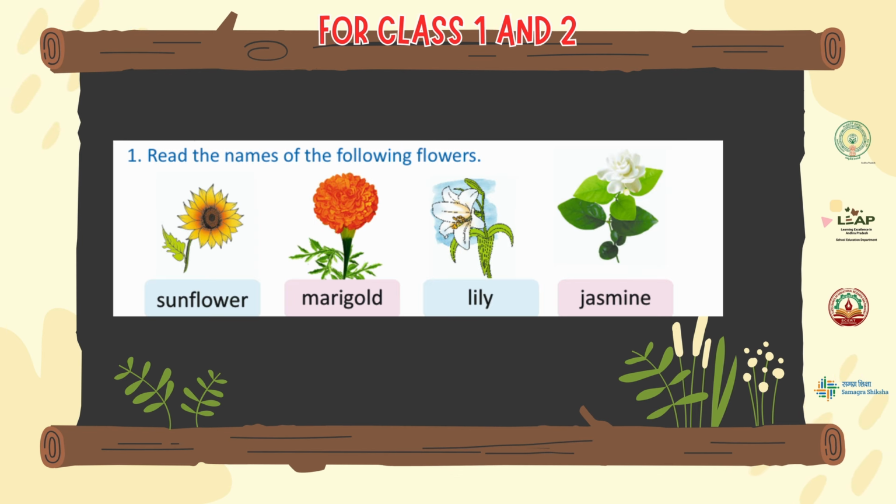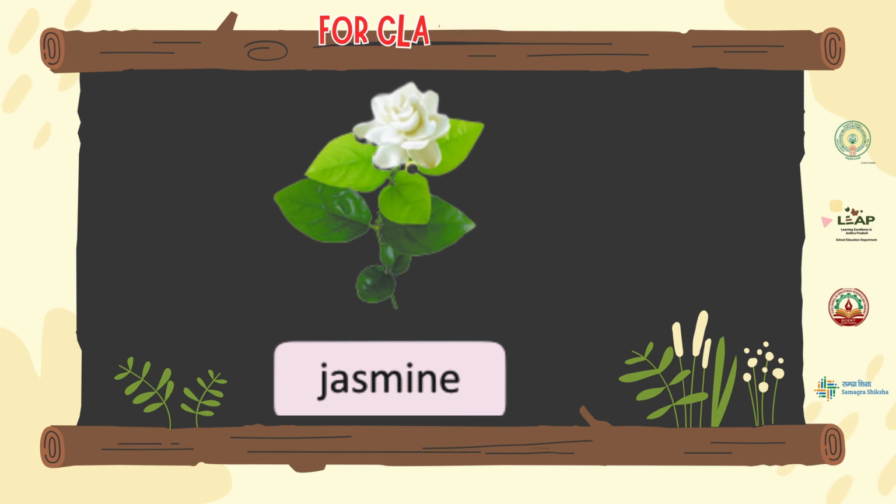Now, next one is jasmine. Look at the small white flower. It's jasmine. It smells very nice and people use it to make garlands. Say with me, jasmine. Once again, jasmine. Let's pronounce it. Jasmine. What color is jasmine? Yes, it is white.